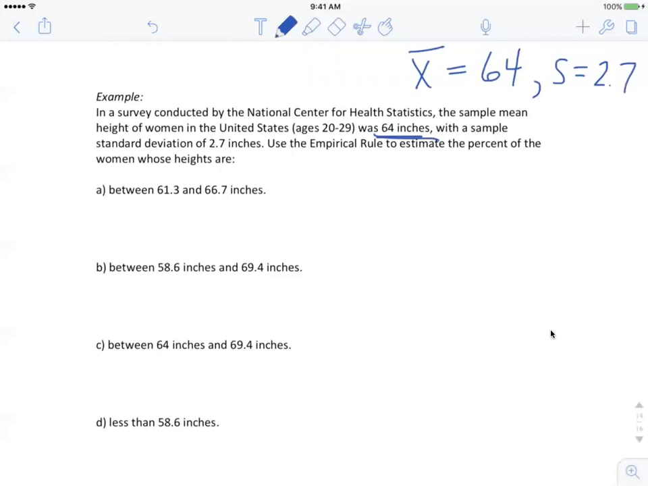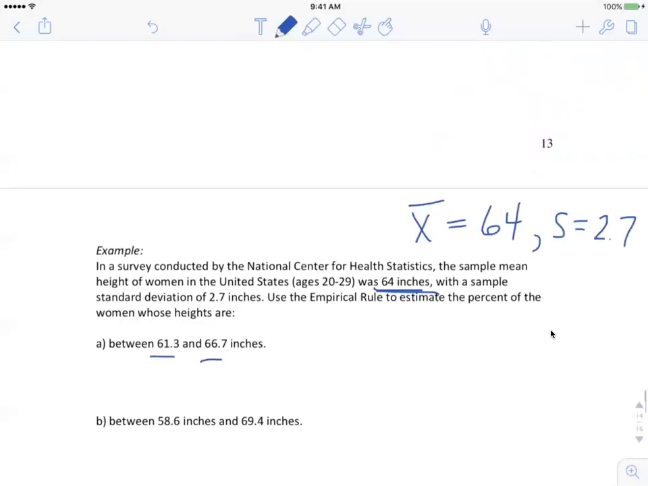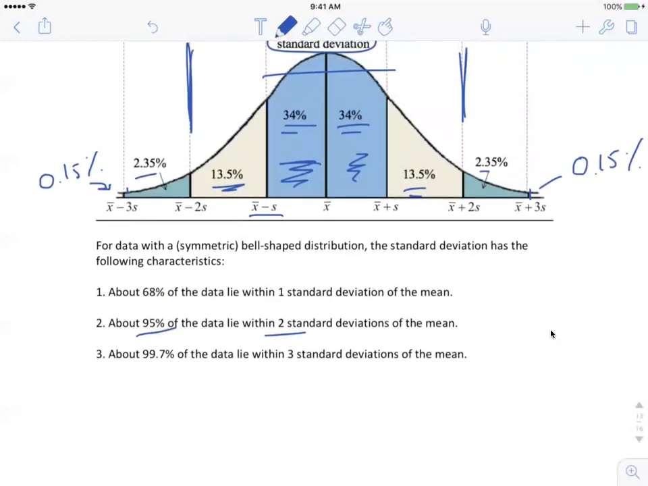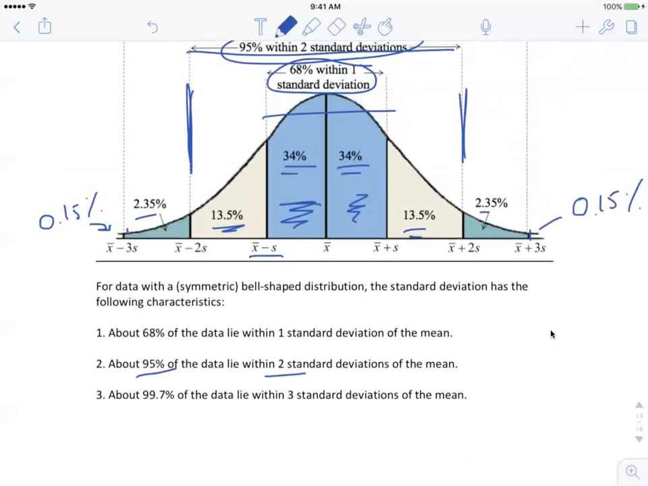Use the empirical rule to estimate the percentage of women whose heights are within some sort of range, okay? And then we have these values. What I would recommend on these problems is to draw your own bell-shaped distribution, but instead of all of these x bars and s's, use the numbers that have been given in the problem and mark them out.